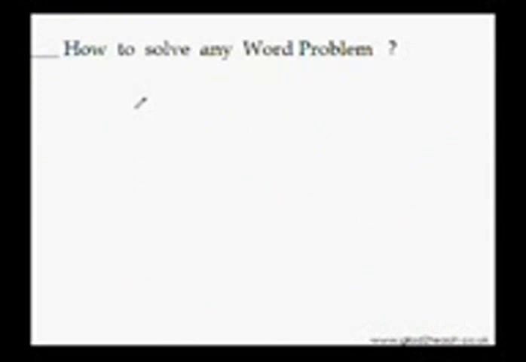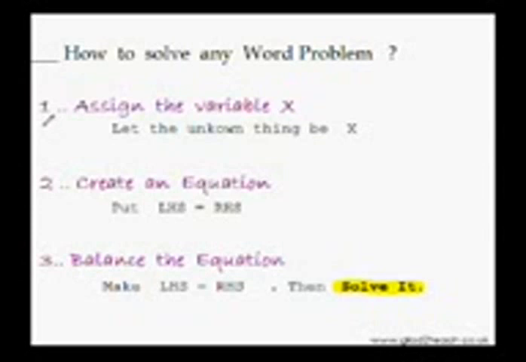Okay, so let me just show you the simple steps to solve any word problem. The first step is always to assign the variable x. That is, we always start by saying that let the unknown thing be x. As simple as that. The second step would be to create an equation. That is, we put something on the left hand side and something on the right hand side. And the third step would be to balance the equation.